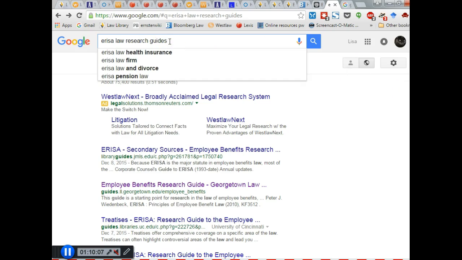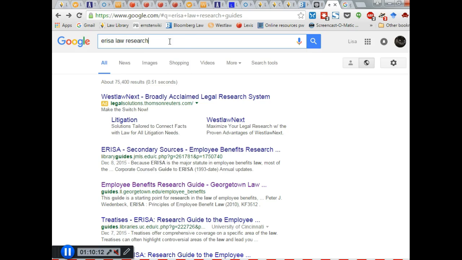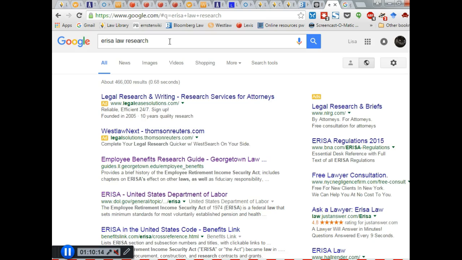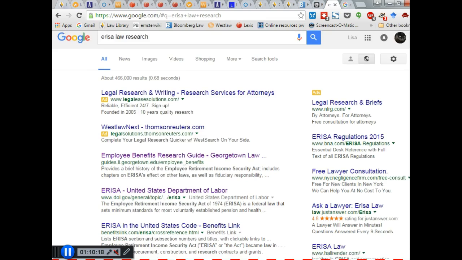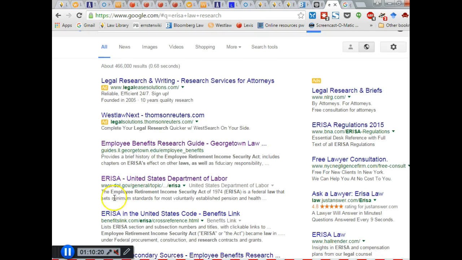So actually it's interesting. I added the word guides, which is perfectly fine, but if I take it away, it's going to change our results a little bit. So we still see that Georgetown guide, but what I now also see, because it's not narrowed to the guide, is a reference here to dol.gov.